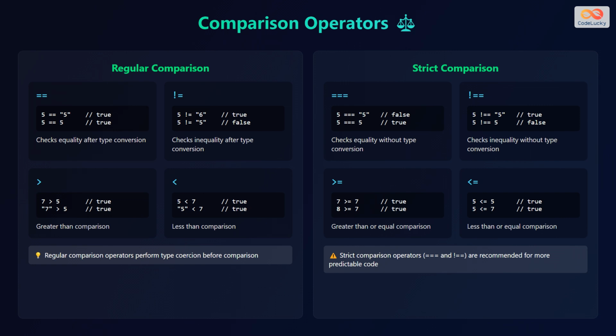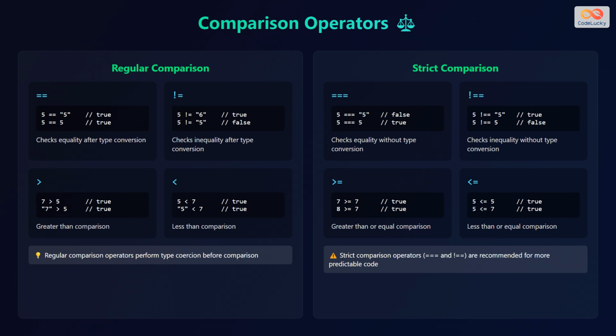Strict comparison operators do not perform type conversion. The triple equals operator checks for equality without type conversion. For example, 5 === "5" is false but 5 === 5 is true. The not triple equals operator checks for inequality without type conversion. For example, 5 !== "5" is true, but 5 !== 5 is false.